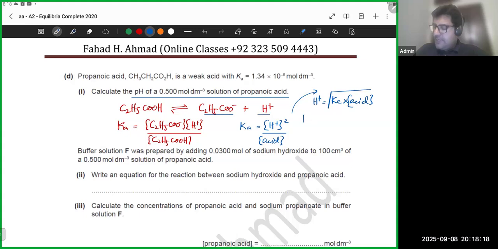So your H plus concentration would be, what is Ka? That's 1.34 times 10 to the power minus 5, times your acid concentration, which is also given, that's 0.5 mole per dm cube, and you have to take the square root as well. Can somebody tell me what the answer to this is?